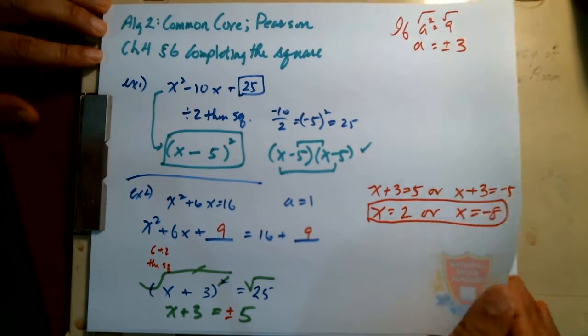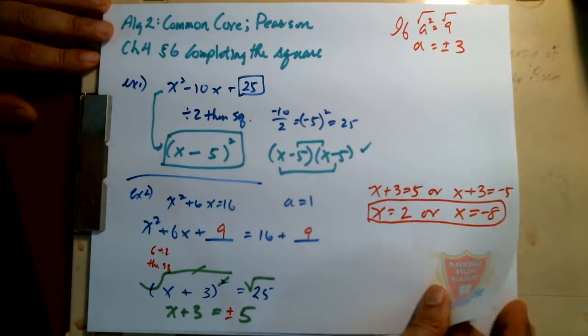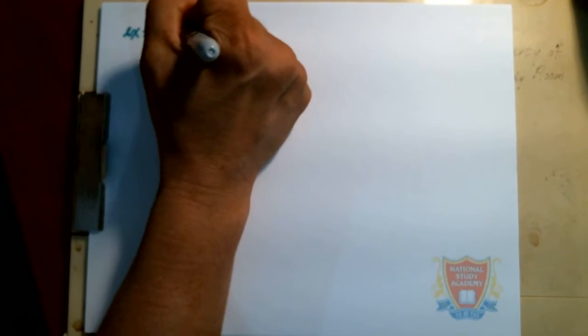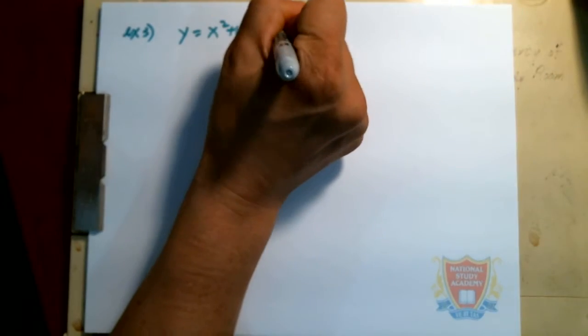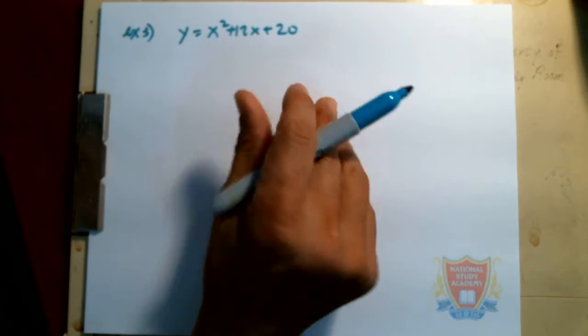We're going to do 2 more examples. For example 3, I'm going to give you a different problem. When you have an equation in standard form, y equals x squared plus 12x plus, let's say, 20 right there. This is standard form. They want you to change it to vertex form.